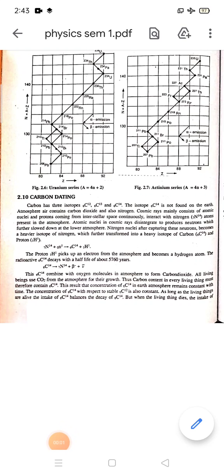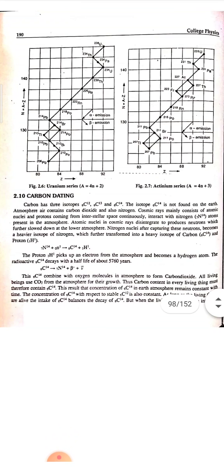Good morning, friends. Now we are going to continue the next part of Paper 2, that is carbon dating. Carbon dating is used for various applications. Many applications are there for carbon dating. Especially the three isotopes are there: carbon 12, carbon 13, and carbon 14. Carbon 14 is not found on the earth.